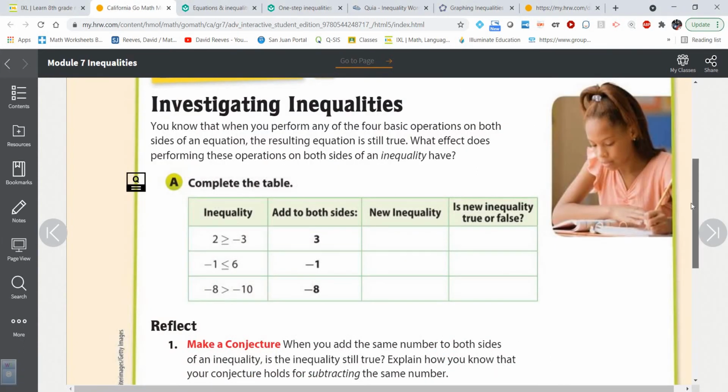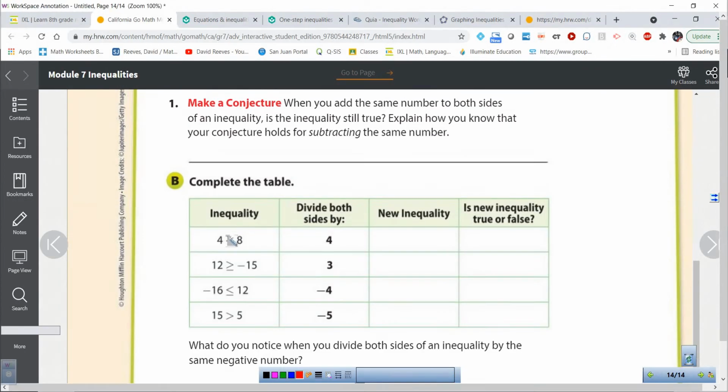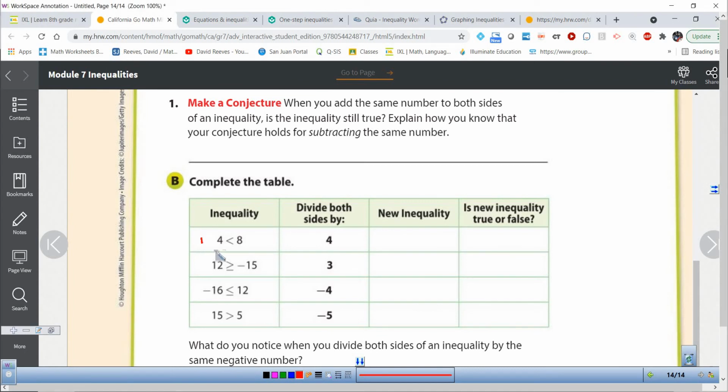What about multiplying and dividing? What about if we multiply? So we've got here a true inequality. I'm just going to let you know all of these inequalities we're starting with are true. 4 is less than 8. Divide both sides by 4. Is 4 divided by 4 less than or equal to 8 divided by 4? I get 1 is less than 2. That is true. So I divided by a positive 4, it stayed true.